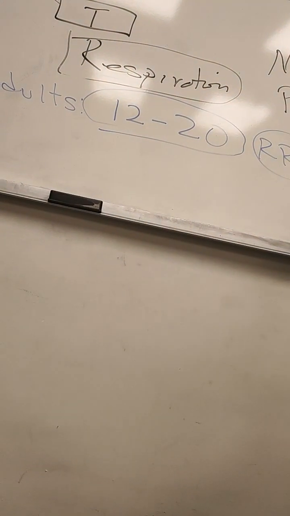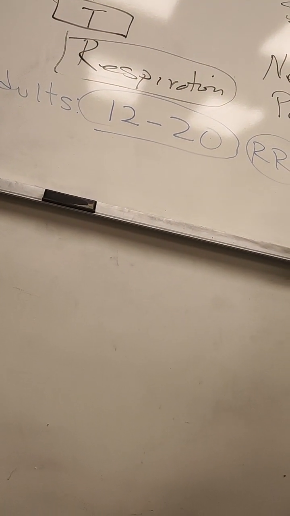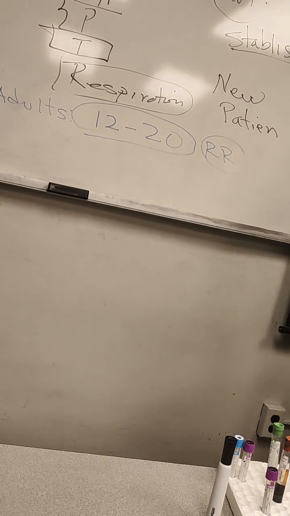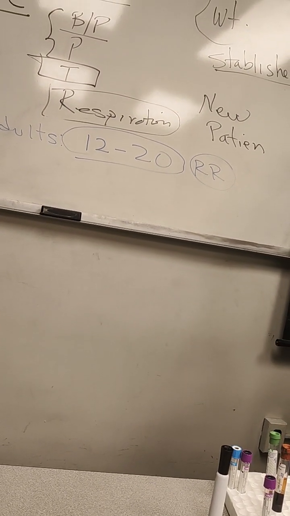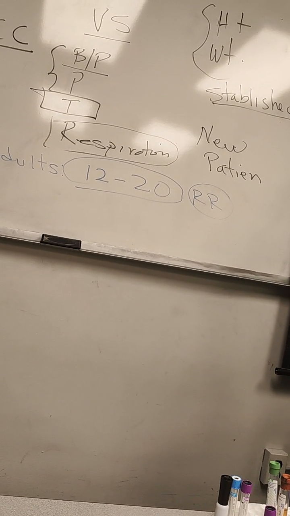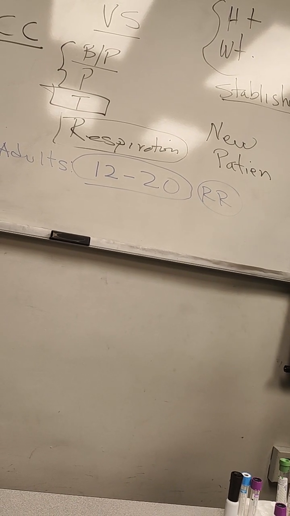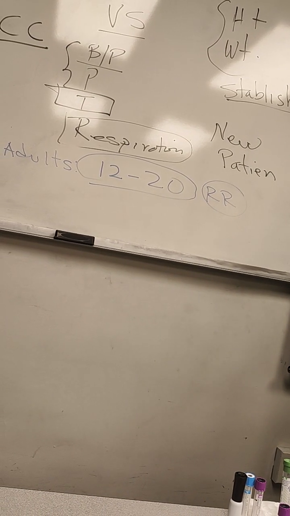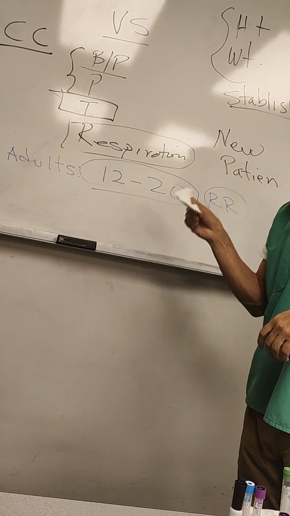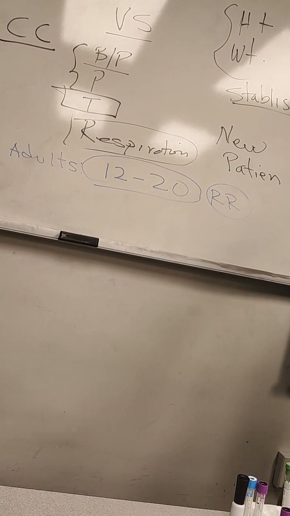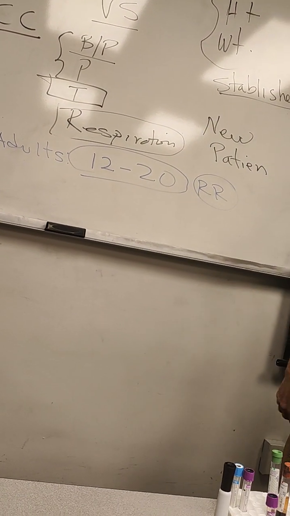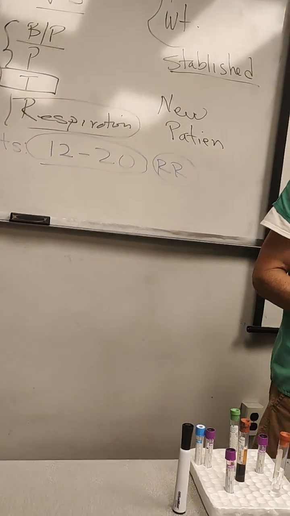So, respiration rate. What is the normal adult respiration rate? 12 to 20. What is the normal pulse rate? 60 to 100. I thought you were going to say 12 to 20, because people sometimes get used to it, right? Okay, that's how it works. And if you keep on repeating this, you're not going to forget it. And this is what you're going to be using in your workplace.